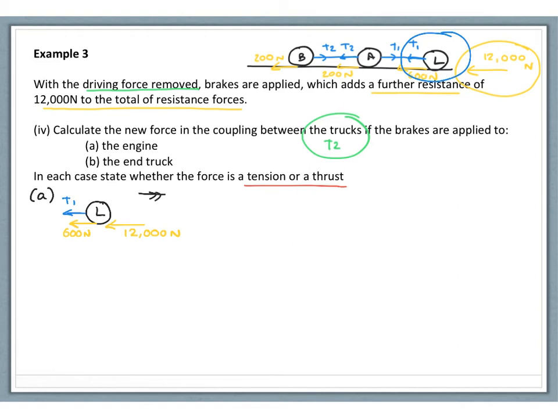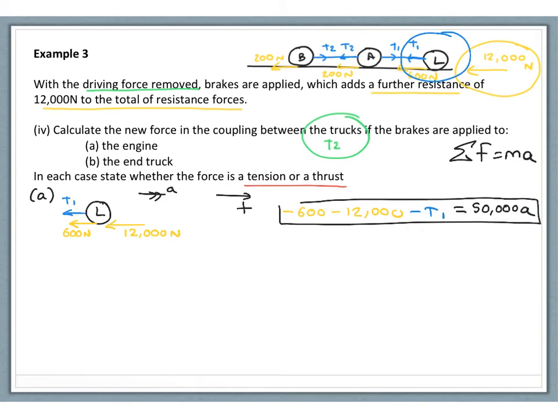Let's draw on the acceleration of the system. We'll take going right as positive, and of course we're applying Newton's second law of motion, F equals ma. So this tells me I've got minus 600 minus 12,000 minus T1, because they're all going in the negative direction, which equals the mass of this object, which is 50,000, multiplied by the acceleration. And I have a single equation with two unknowns.